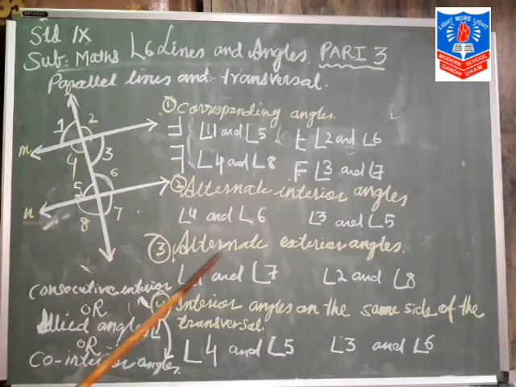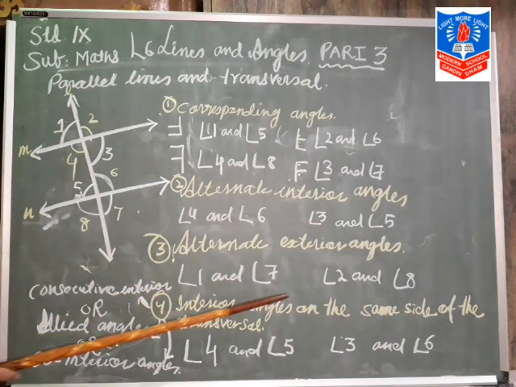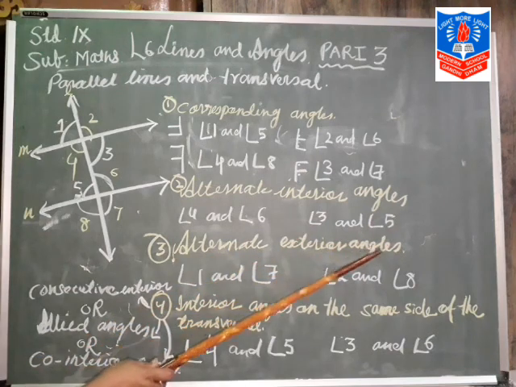Similarly, alternate exterior angles are outside. Outside are 1 and 7, 2 and 8. Clear children? 1 and 7, 2 and 8. They are outside, so we call them alternate exterior angles.